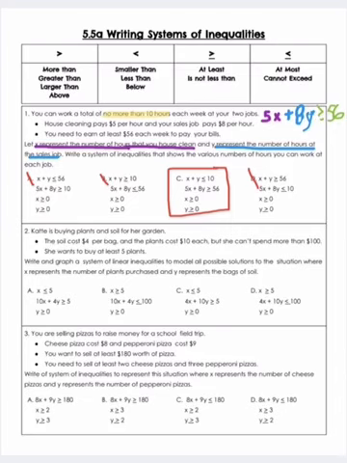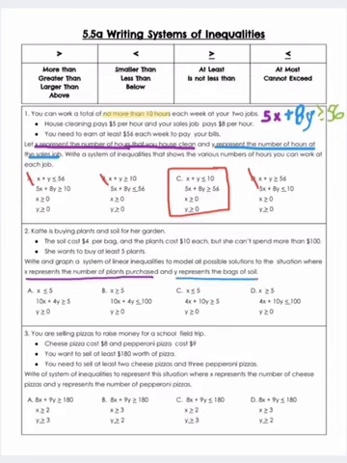All right, number 2, Katie is buying plants and soil for her garden. The cost is $4 per bag for the soil, and the plants are $10. She cannot spend more than $100, and she wants to buy at least 5 plants. So we're going to write out our systems of equations, and X is the number of plants, and Y is the number of bags of soil.